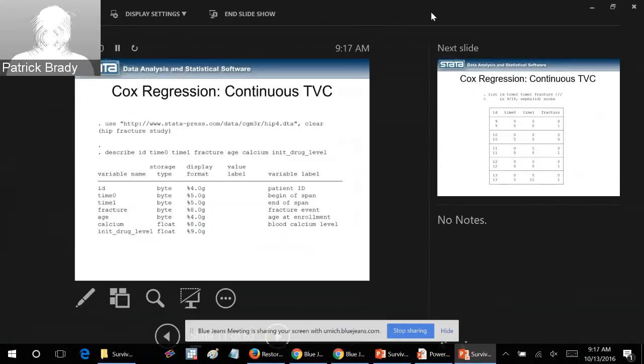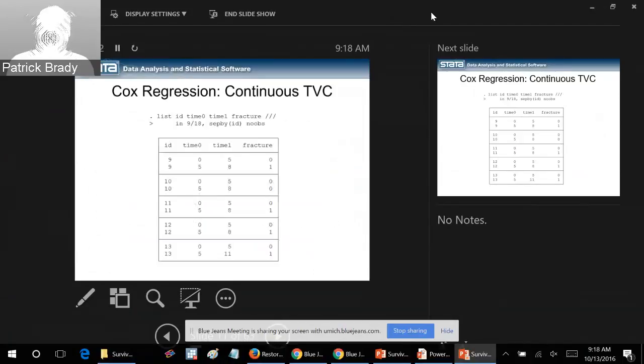The other thing I want to show you is different kinds of data you're likely to encounter, and this is another one. Here we know the beginning of the span. We have separate time variables for beginning and end. And we also know whether or not the patient had a hip fracture or not. That's the event of interest, so they're not dying this time. We're following them until they have a hip fracture or not. We know their age at the enrollment. We know their calcium levels, which actually in this case is going to be varying. We also know their initial drug level of some drug that they've been getting. And I want to talk about these two as 2 different kinds of time-varying covariates.